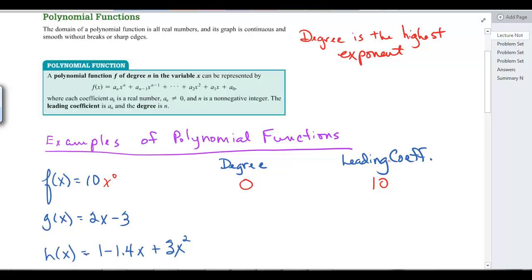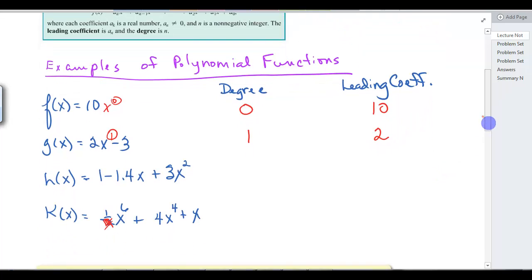and the leading coefficient is 10. All right, in g of x equals 2x minus 3, what is the degree? The exponent is understood. We don't see that. And so we know now that the degree is 1. The leading coefficient is the number attached to that x with the highest exponent. So our leading coefficient there is 2. In this one, even though they're not in order, here's our highest exponent. So our degree is 2, and the leading coefficient is 3.